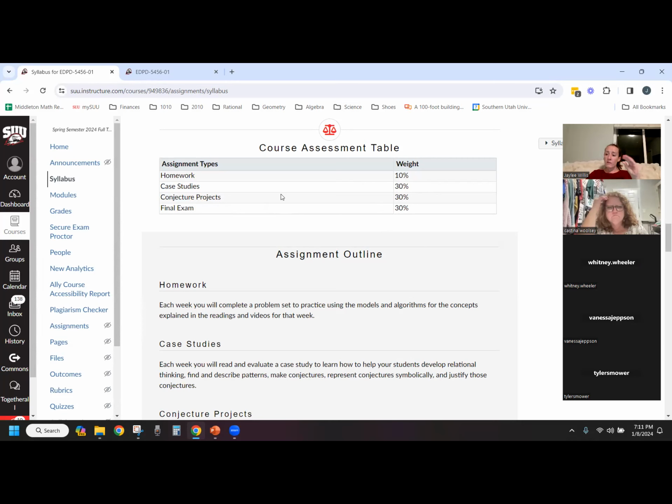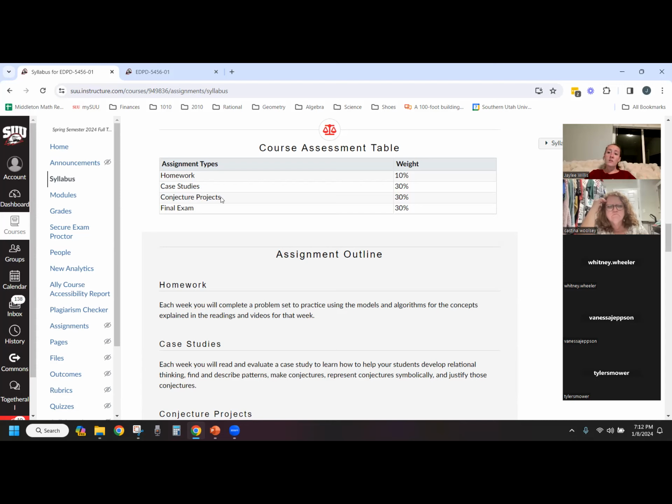And the goal of each type of assignment is this: the case studies are going to give you examples of how you could implement the ideas of algebraic reasoning in your classrooms, and how to help your students build conceptual knowledge versus just memorizing processes. So the case studies are very pedagogy focused.